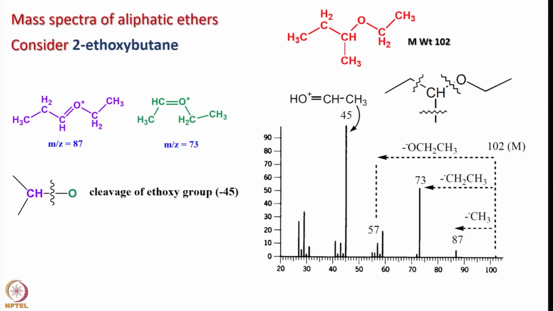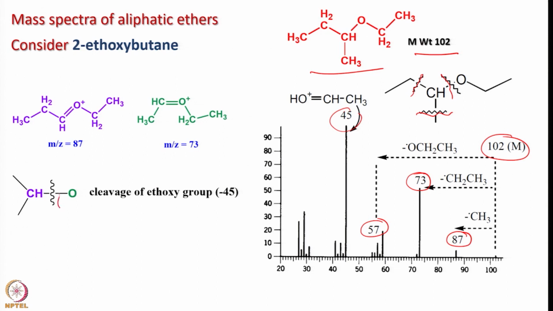Let us move on to another example, mass spectra of aliphatic ethers. The simplest one is diethyl ether. Here we are considering 2-ethoxybutane, with molecular weight 102. Possible cleavage sites are here as well as here, and hydrogen migration is also possible here. When it loses one methyl radical, it is 87. When it loses an ethyl radical, it is 73. When it loses an ethoxy radical, it is 57. And then we get 45. So this is the fragmentation pattern.